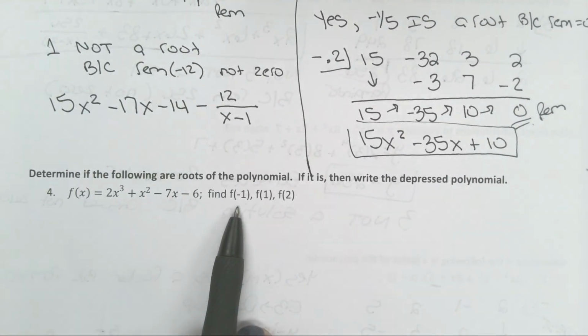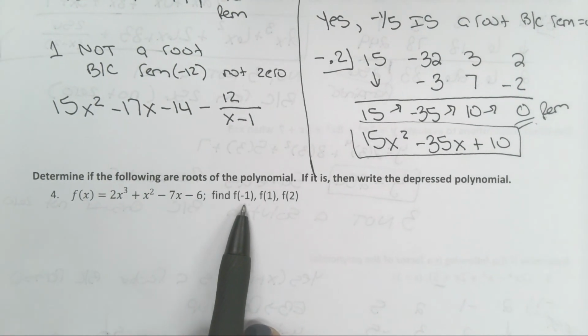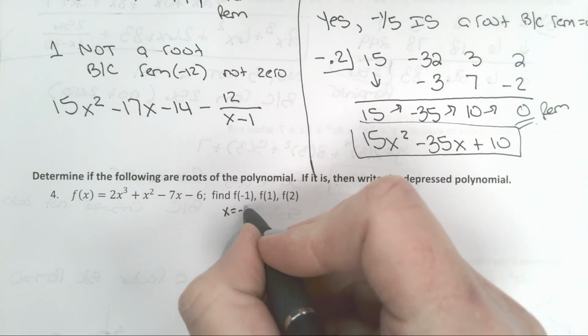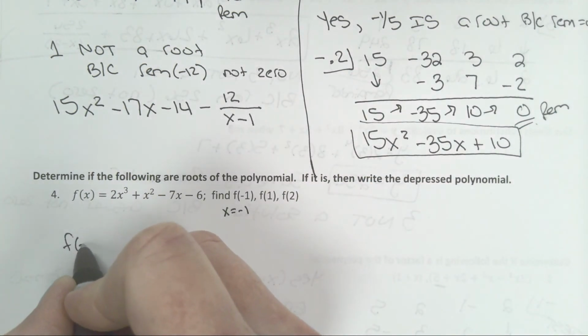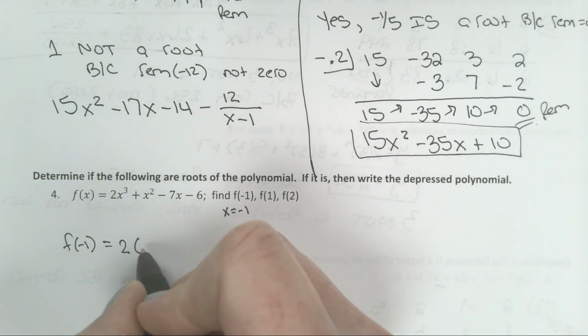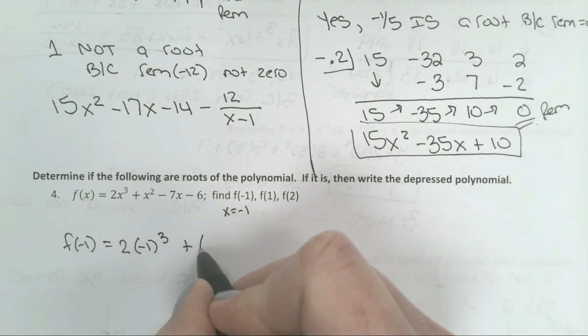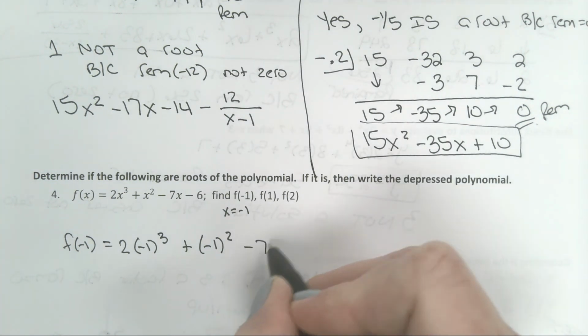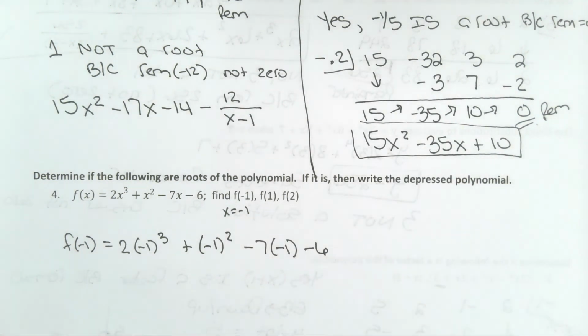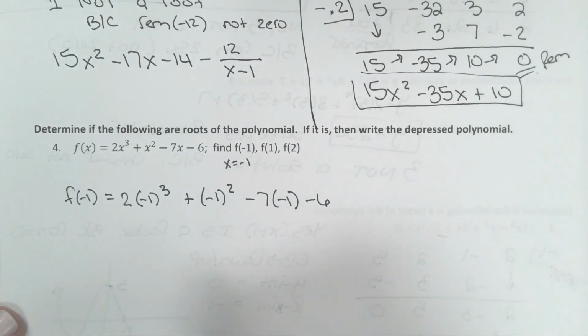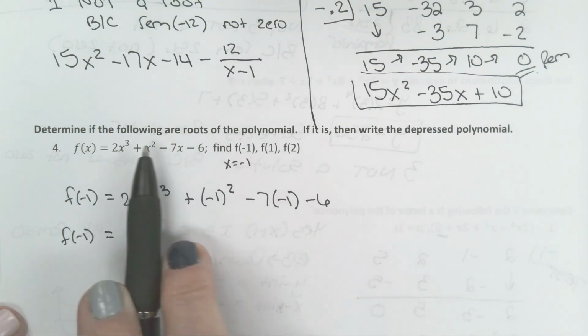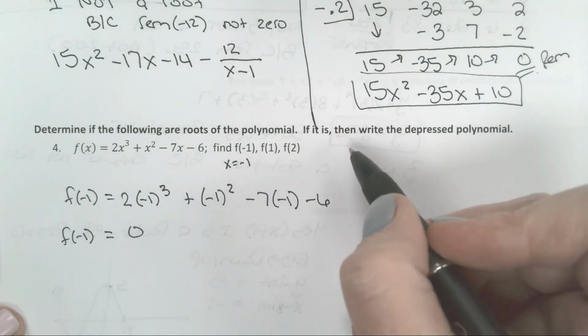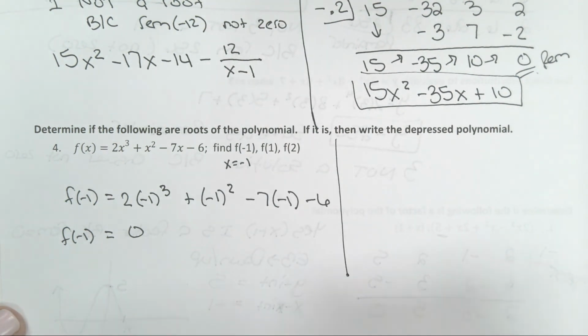So when it says find f of negative 1, this is saying x equals negative 1. So f of negative 1 means you would set it up as 2 times negative 1 cubed plus negative 1 squared minus 7 times negative 1 minus 6. I plugged all that into my calculator and I got 0. It says determine if the following are roots of the polynomial. If it is, then you have to write the depressed polynomial.